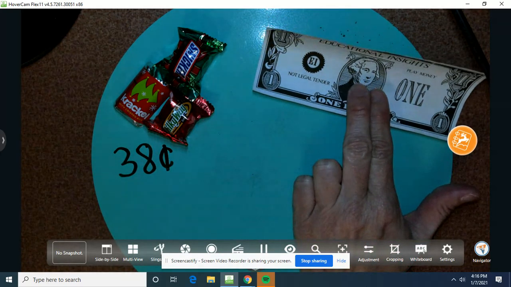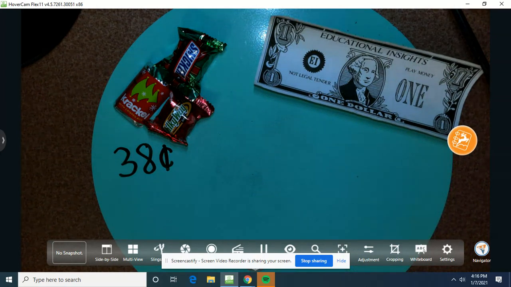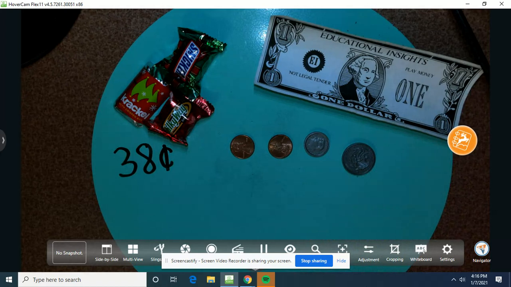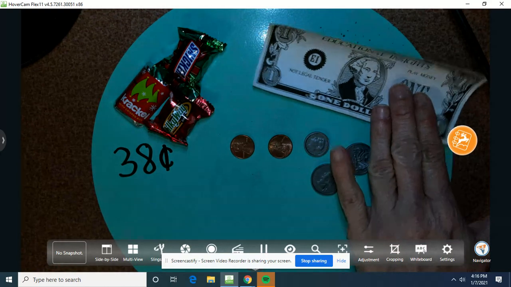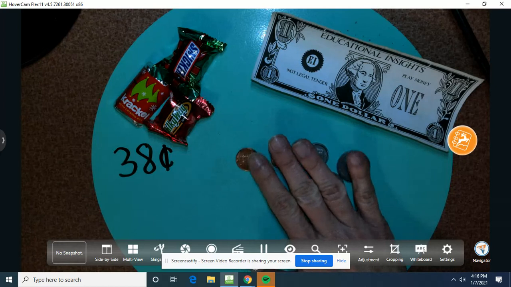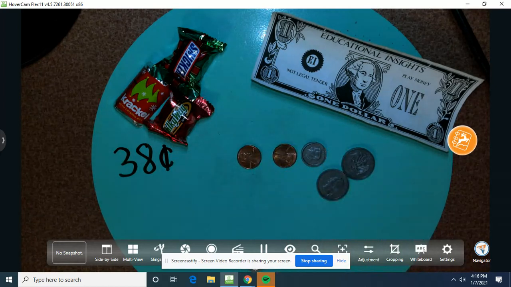Now I know that $1 is the same thing as 100 cents. So I can start at 38 and I can go 39, 40, 50, 75, 100. And that'll get me to $1. So if she has this $1 in her pocket and she buys this candy for 38 cents, this is how much money she would have left afterward.